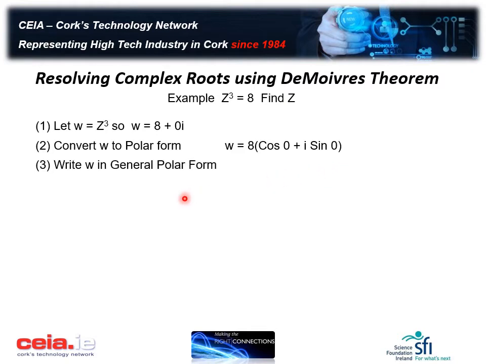Step 3 is to write w in general polar form. I haven't mentioned this before, but I kind of alluded to it in the last example. So general polar form looks like this, where w is equal to the modulus times cosine of the argument plus 2 pi n, plus i sine of the argument plus 2 pi n. Remember what we talked about in the last example: 2 pi is a full revolution, and n is the number of those revolutions.